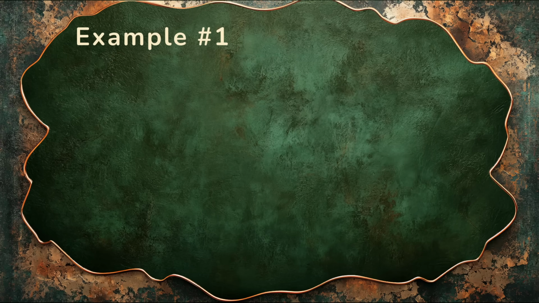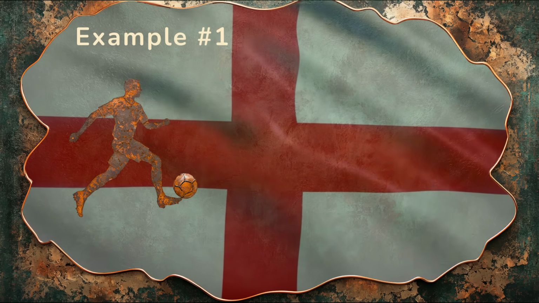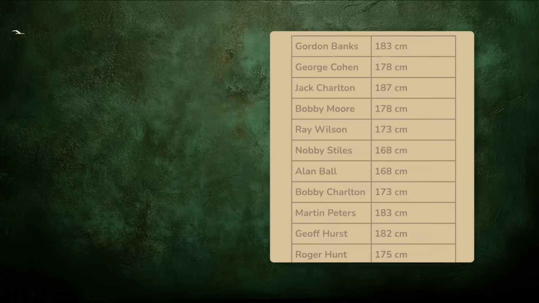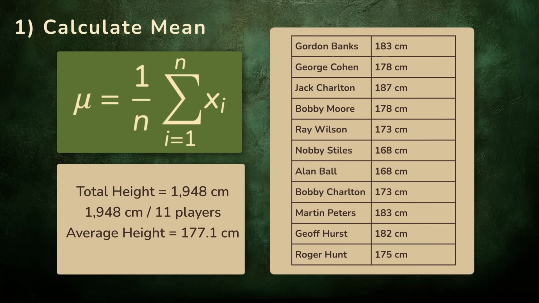To demonstrate these calculations, let's compute the mean and standard deviation for the heights of the 11 footballers who played for England in the 1966 World Cup final. First, we calculate the mean height. Add up all the heights, 1,948 centimeters, divide by 11 players. The average height is 177.1 centimeters. Don't forget the units. Notice that the average height is in centimeters, just like the individual heights.